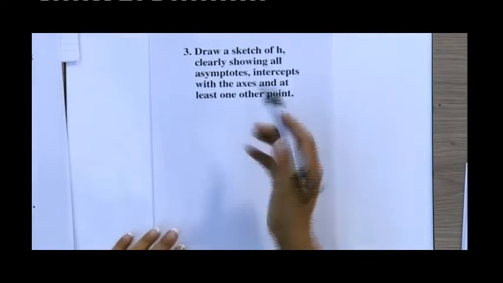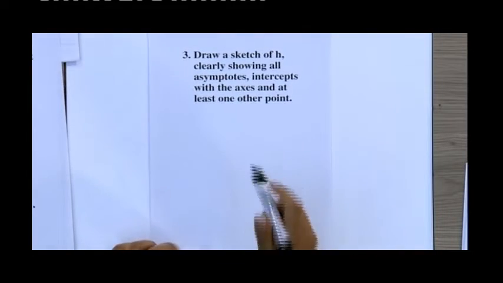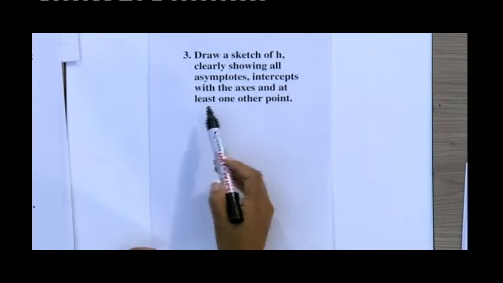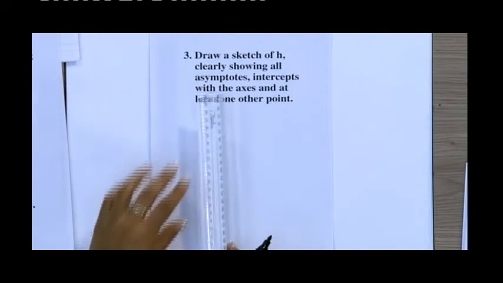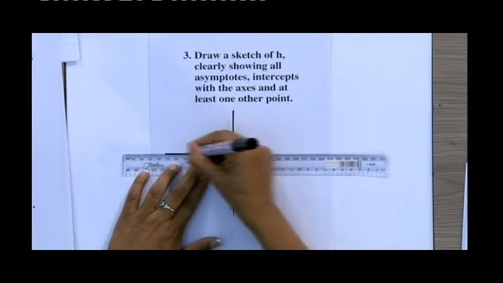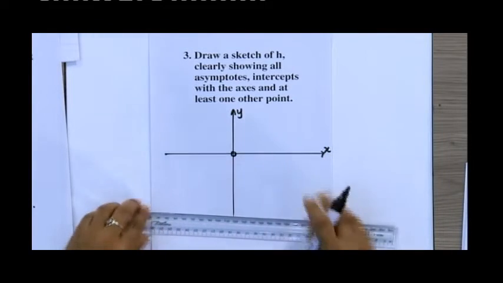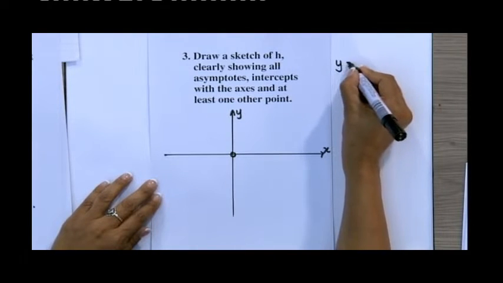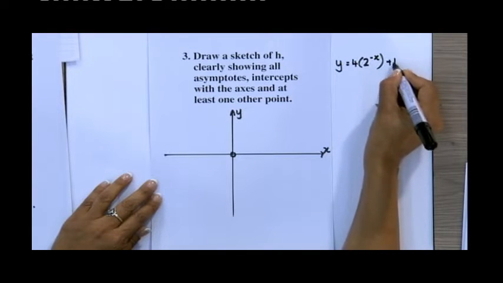Question number 3. Remember I said that we're going to draw the sketch, and here's this question. Draw a sketch of h, clearly showing all the asymptotes, intercepts with the axis, and at least one other point. So come, I draw this with you. I sketched my y-axis, and I'm going to draw my x-axis. I'm going to sketch this graph. This is y, this is x, and this is the origin. And your graph equation is y equal to 4 times 2 to the negative x plus 1.